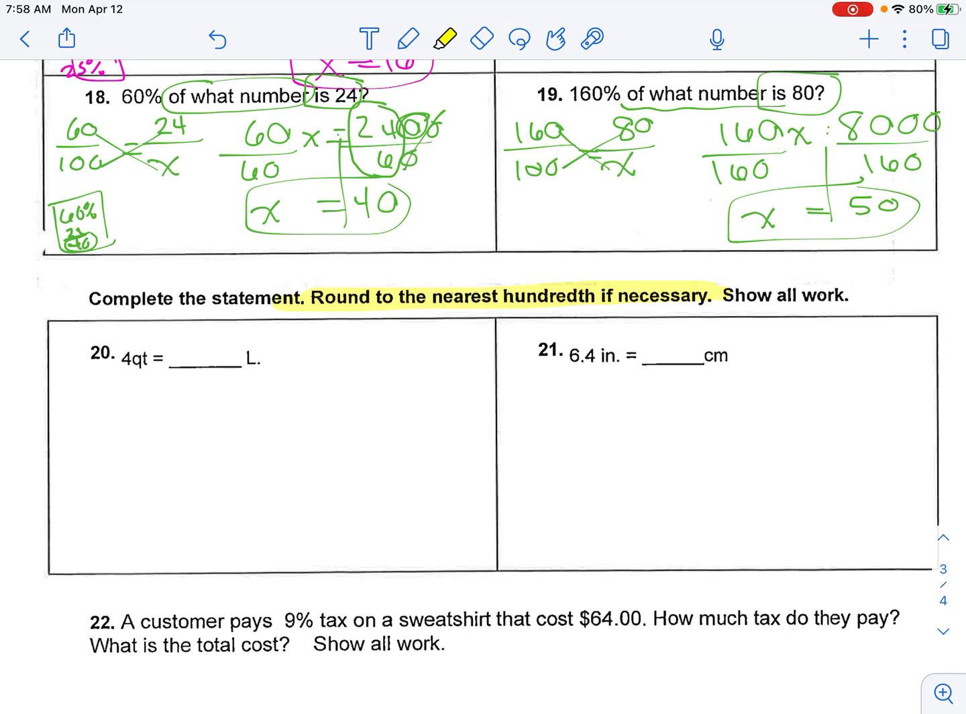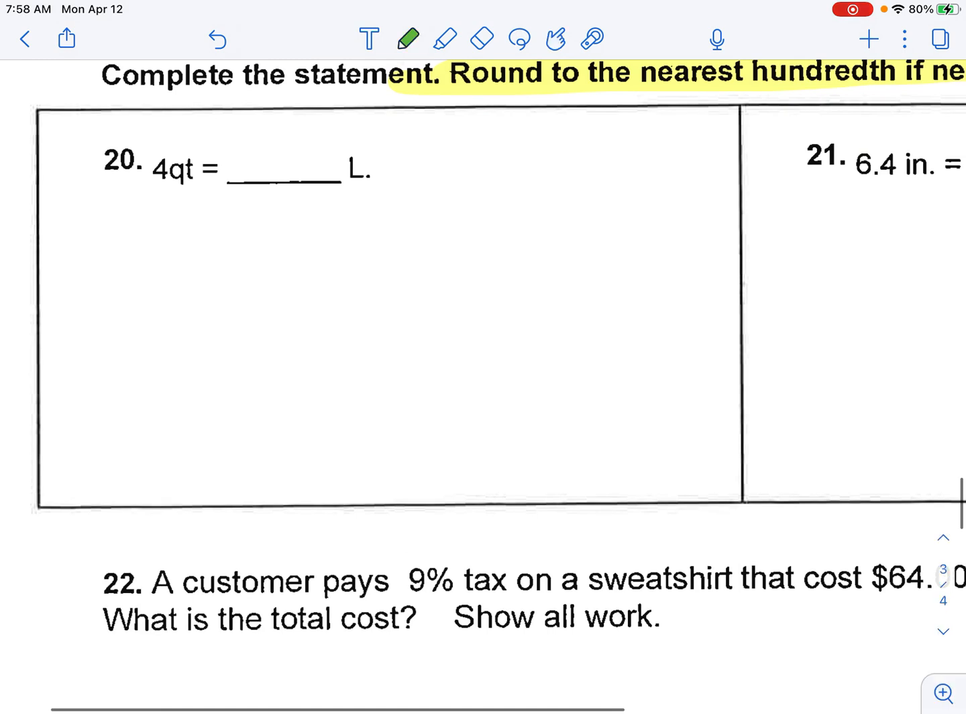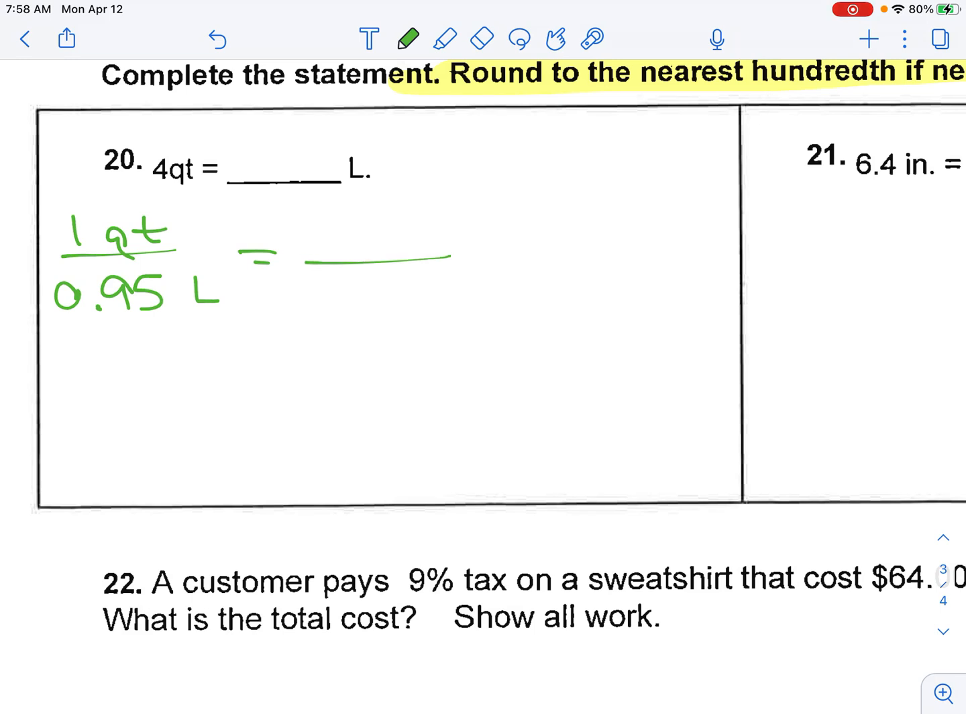So this is when you want to use that purple sheet, your conversion sheet that I gave to you, because you're going to need your conversion factor. So we're converting 4 quarts to a number of liters. If you go to your conversion chart, you're going to see that 1 quart is equal to 0.95 liters. Remember, if I put quarts on the top over here, then quarts has to go on the top over here. 4 quarts, now I don't know how many liters, so that's going to be my X.